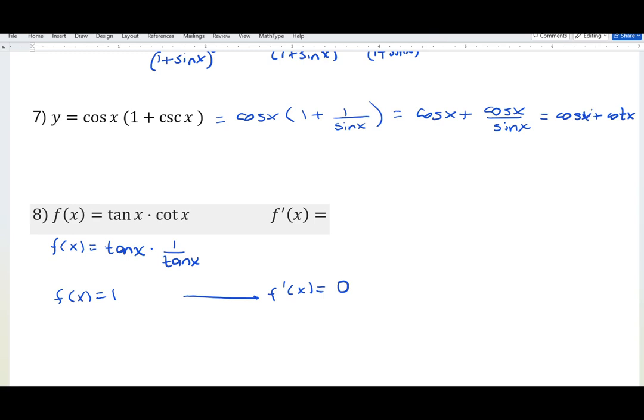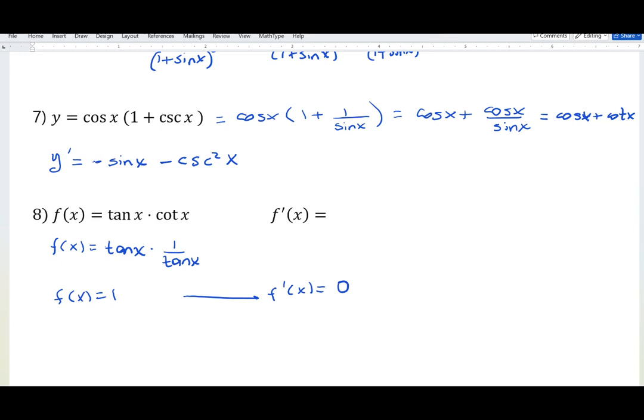Okay, now I'm going to take the derivative. Now I'm going to find y prime. Okay, derivative of cosine is negative sine x. And derivative of cotangent is, if you know derivative of tangent is secant squared, cotangent becomes negative cofunction, negative cosecant squared.